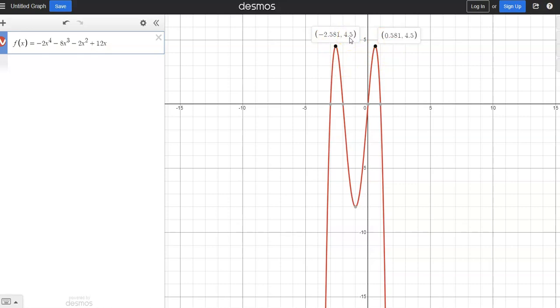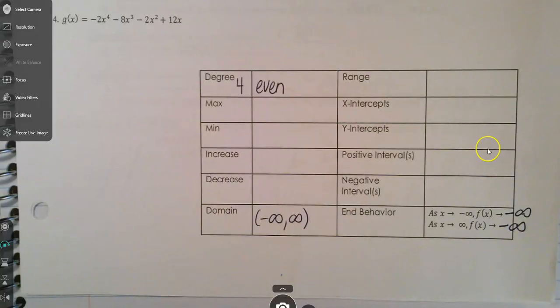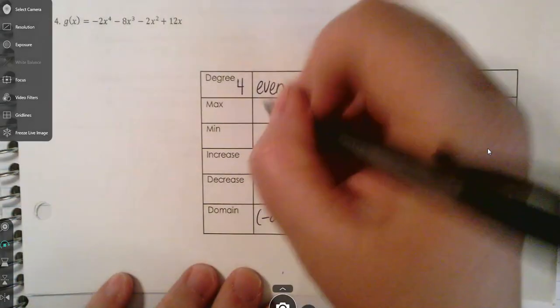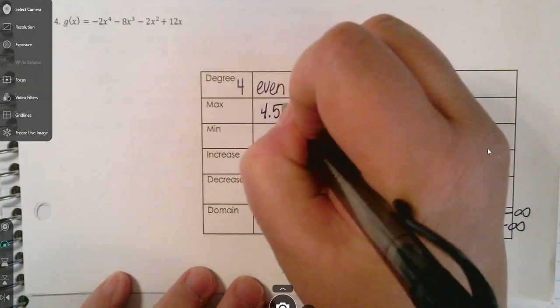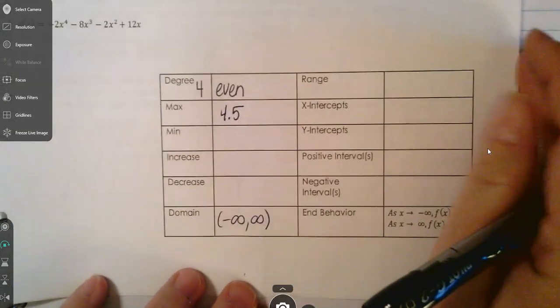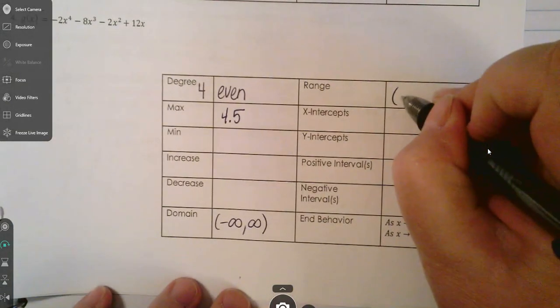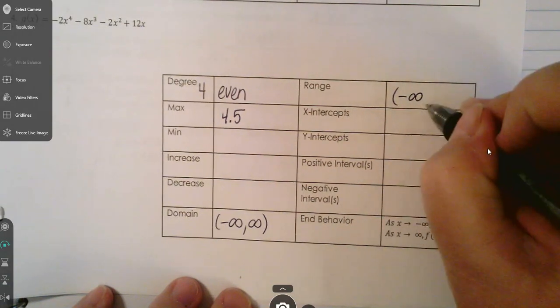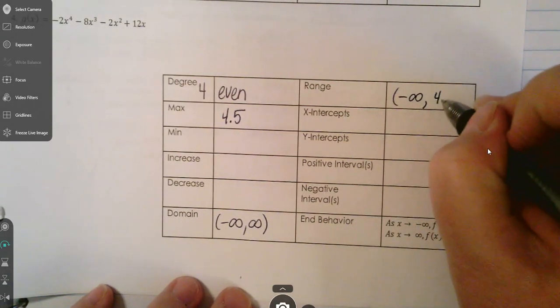So that tells me something about my range. So let's come over here. If my maximum is 4.5, and it opens down, then the range goes from negative infinity, that's the lowest it could be because it's pointing down forever, up to 4.5.